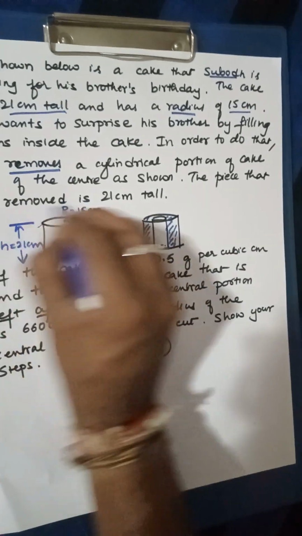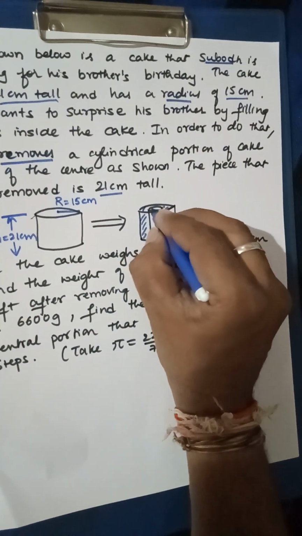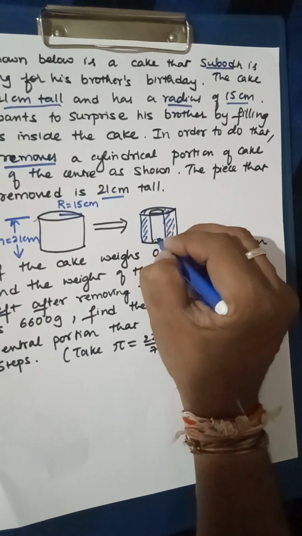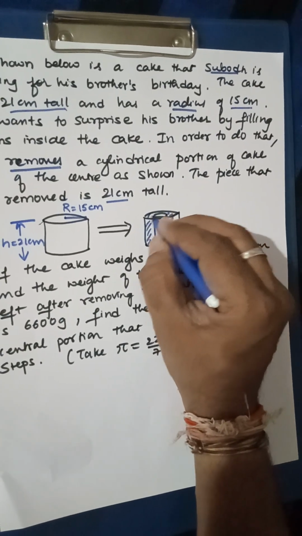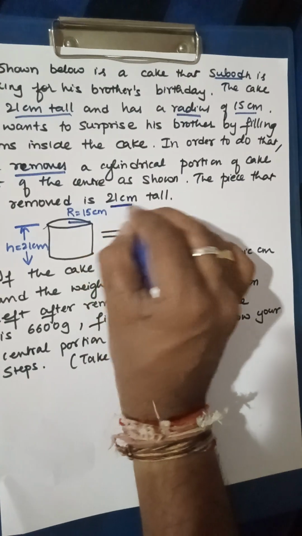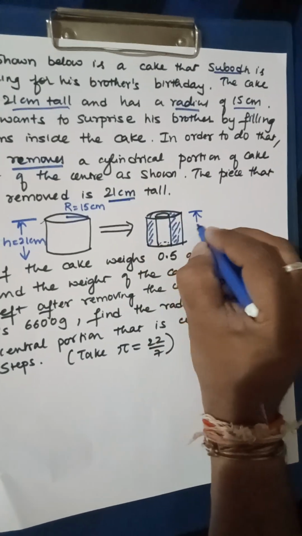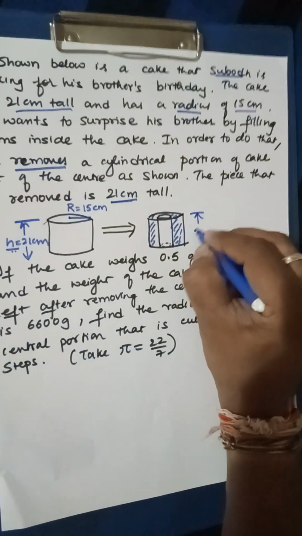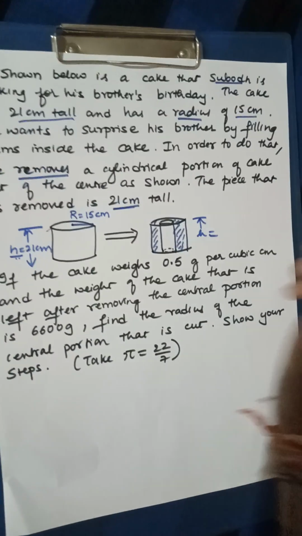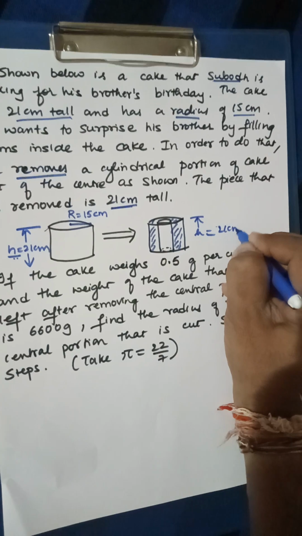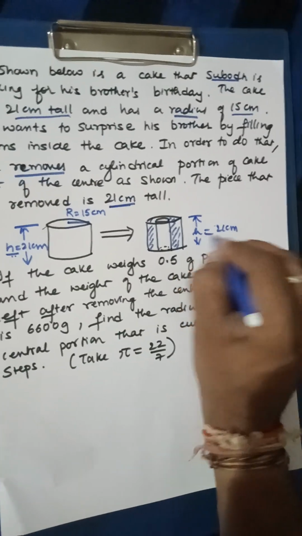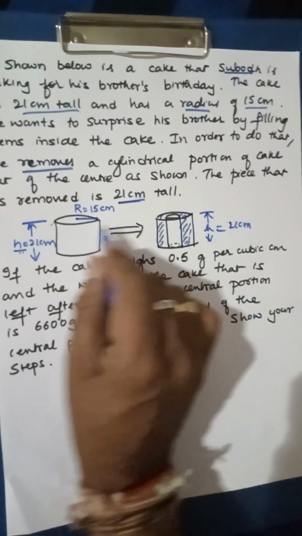The piece that is removed is 21 centimeter tall. So the piece is the central part. This is the central part of the cake which is removed. Its height is also 21 centimeter. So I'll take the height of the central part as capital H, as I have taken it before, as both values are same. So capital H is used to represent the height of the cake as well as the height of the central portion.